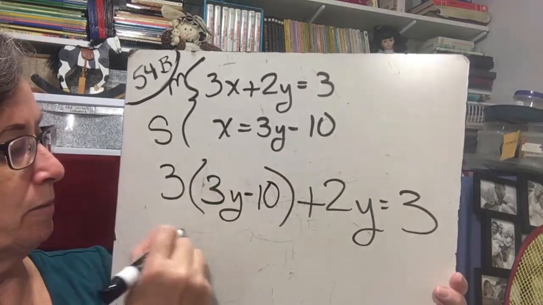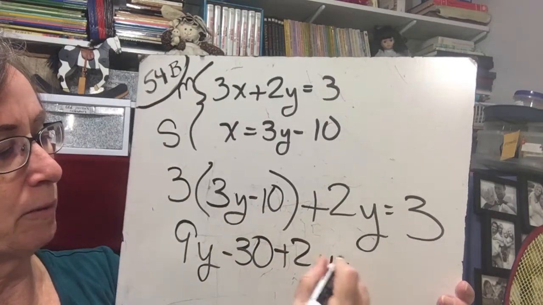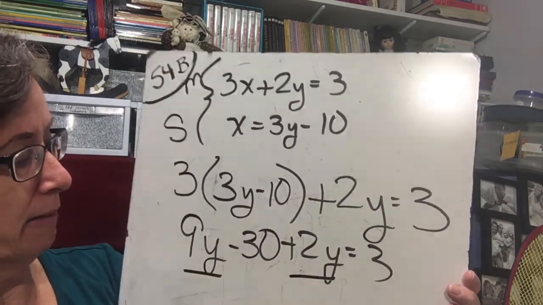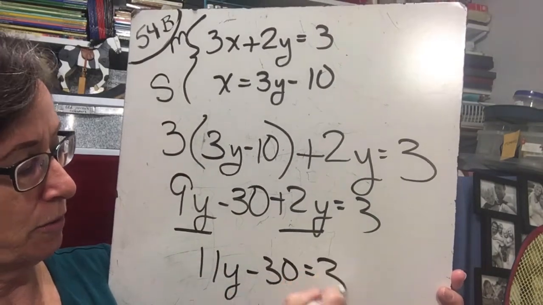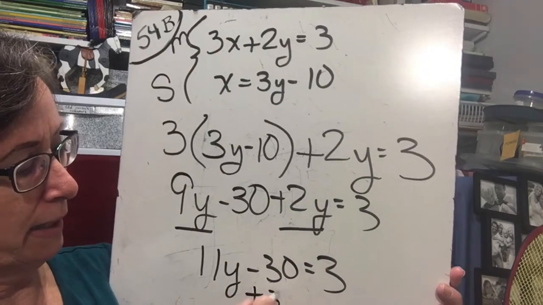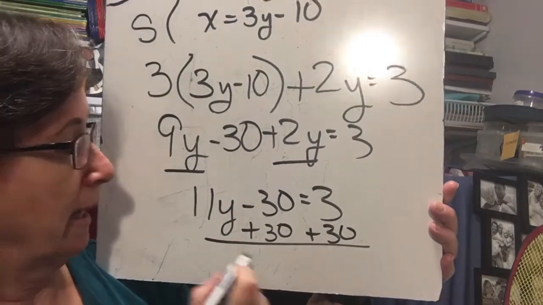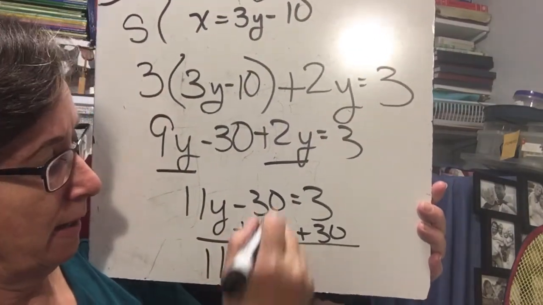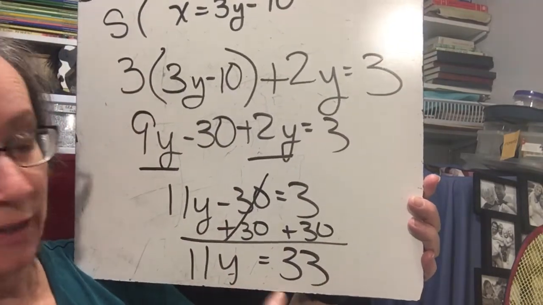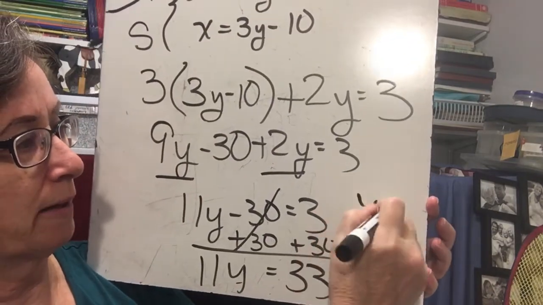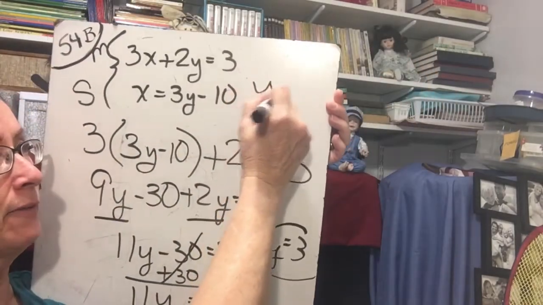I'm going to distribute: 9y minus 30 plus 2y equals 3. I'm going to add the 9y and the 2y together. 11y minus 30 equals 3. I'm going to add 30 and add 30, and I'm going to get 11y equals 33. If I divide both sides by 11, I get y equals 3. So I'm going to go ahead and put that way up at the top over here to save it. Y equals 3.